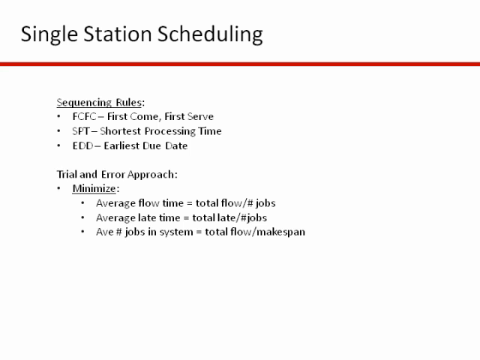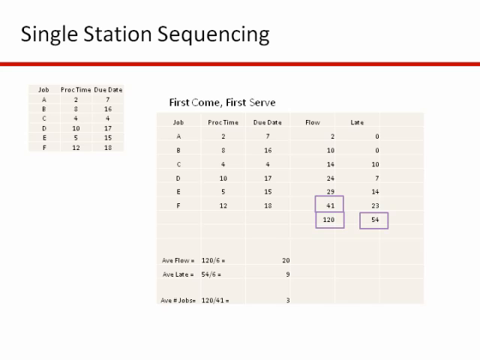So we're going to evaluate these various sequencing rules looking at average flow time, average late time, and average number of jobs in the system. So I'm going to do a quick little example on how to use these various sequencing rules. So let's say in the problem we're given the following. We're given 6 jobs, A through F. Each job has its own processing time, and that's how long it takes to either assemble or complete it on the machine. And then the due date is shown in days from now.